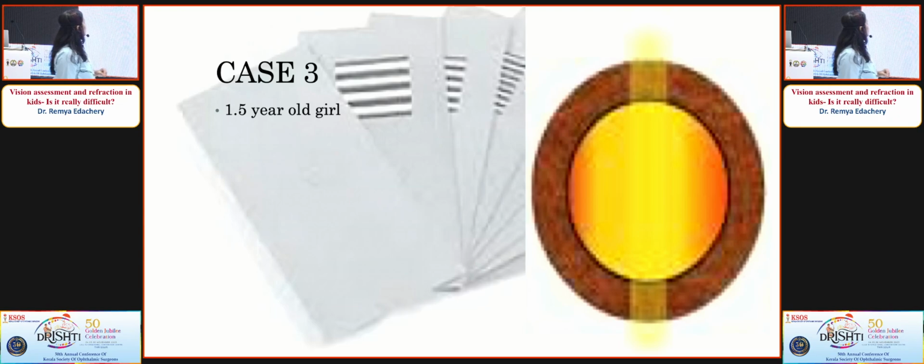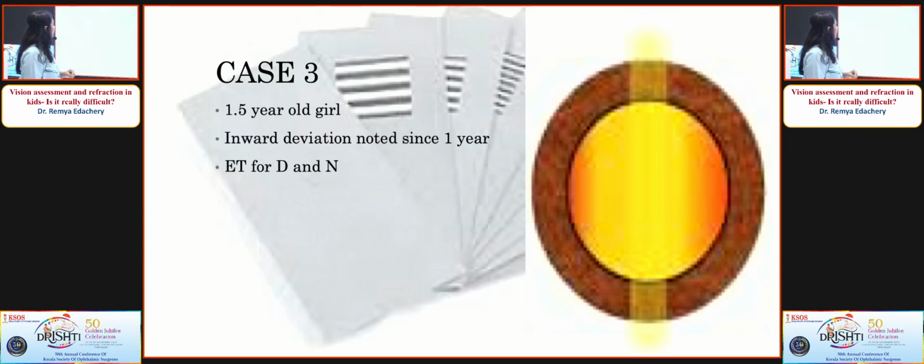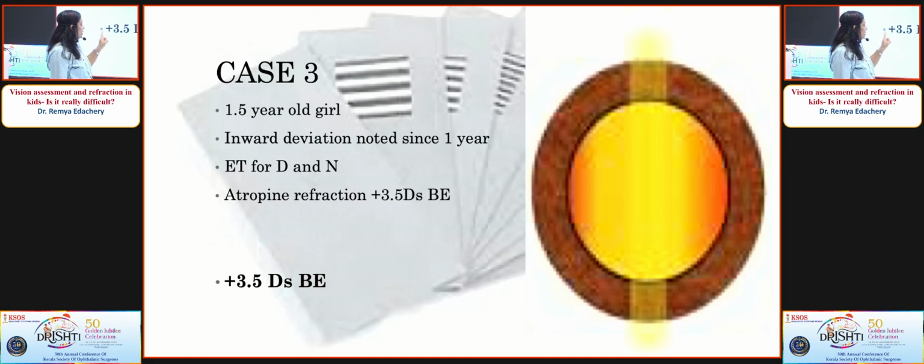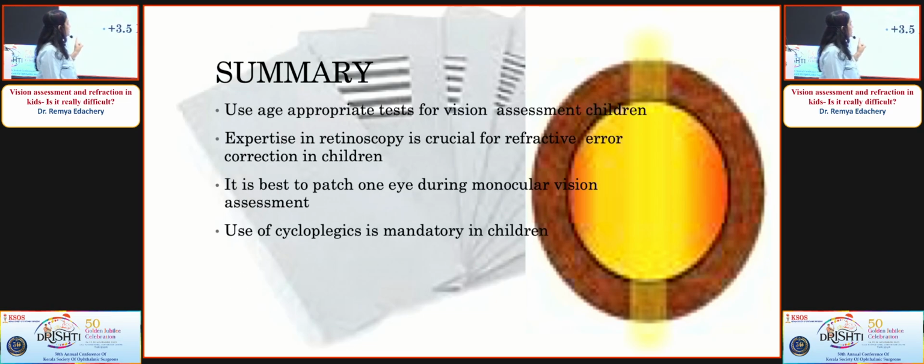Here last one, 1.5-year-old girl, inward deviation, 1 year, ET for distance and near, atropine plus 3.5. So here you have to give full correction because the child is having ET. But in a normal child, you may not have to give the glasses.